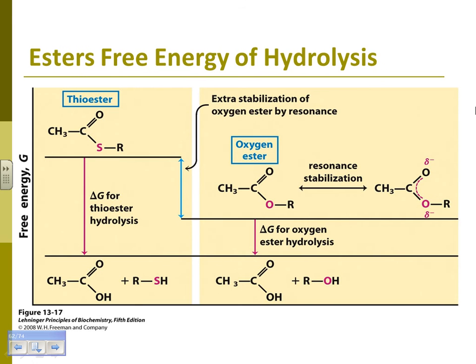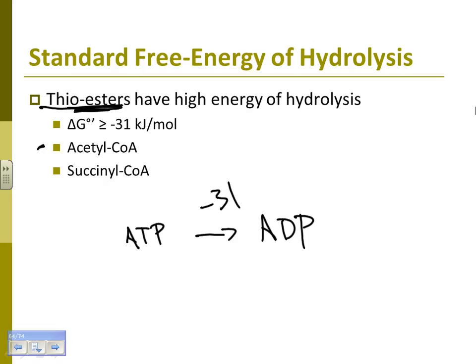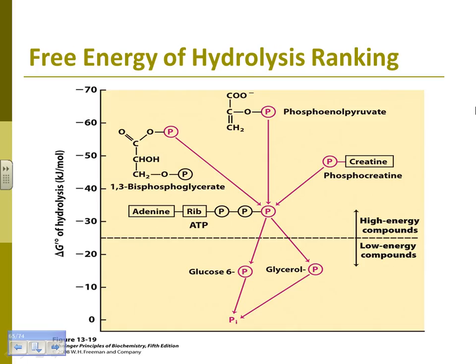So these last slides, I skipped over them because there's this summary slide here. And remember when you went from ATP plus water to ADP, that exergonic reaction was about a negative 31. So these two thioesters, acetyl-CoA and succinyl-CoA, both have about a negative 31 kilojoules per mole. So it's good to know these. Here are the big three I told you to know. Our friend PEP, phosphocreatine, and 1,3-BPG.